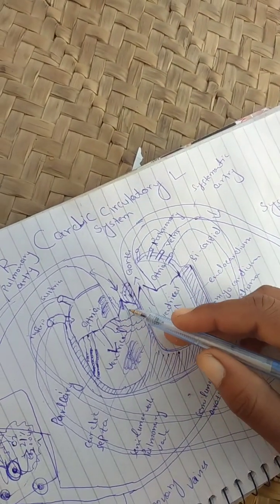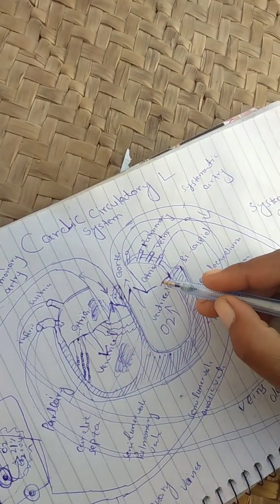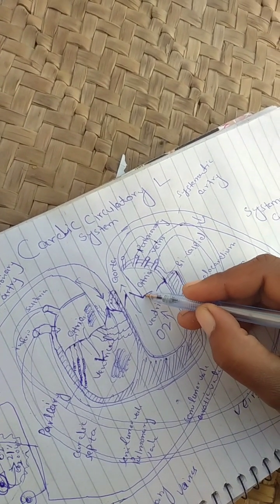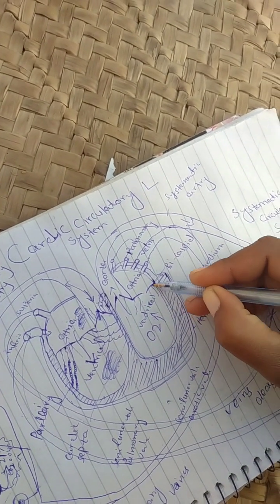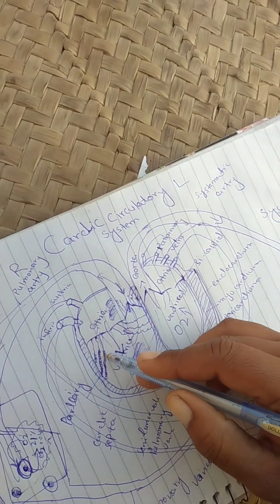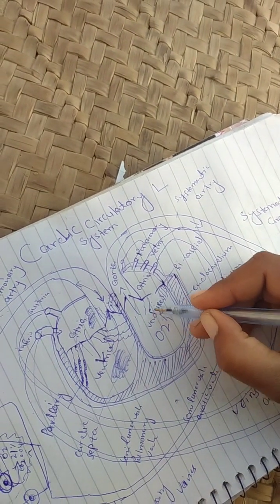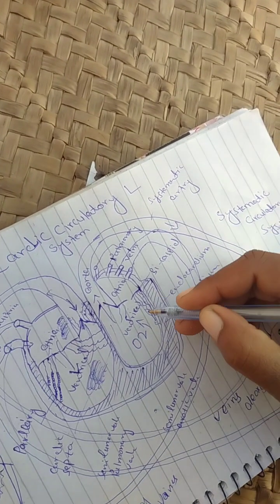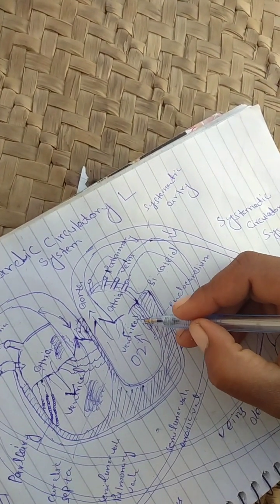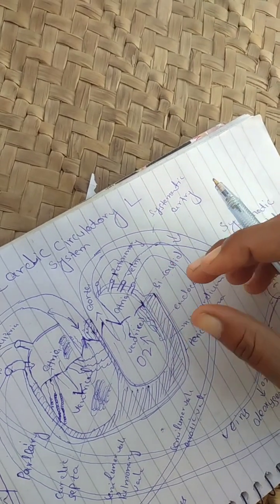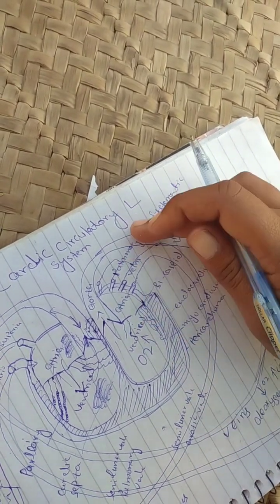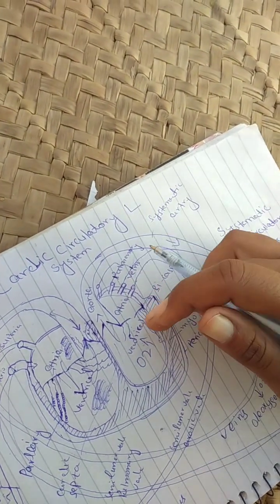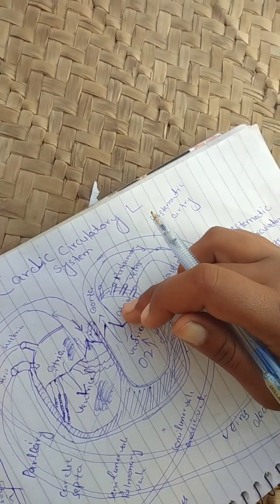In this way the tendons also attach to these valves, the bicuspid valve and the tricuspid valve, and the papillary muscles attach to the endocardium of the valves. In this way these valves resist the backflow of blood into the atria.